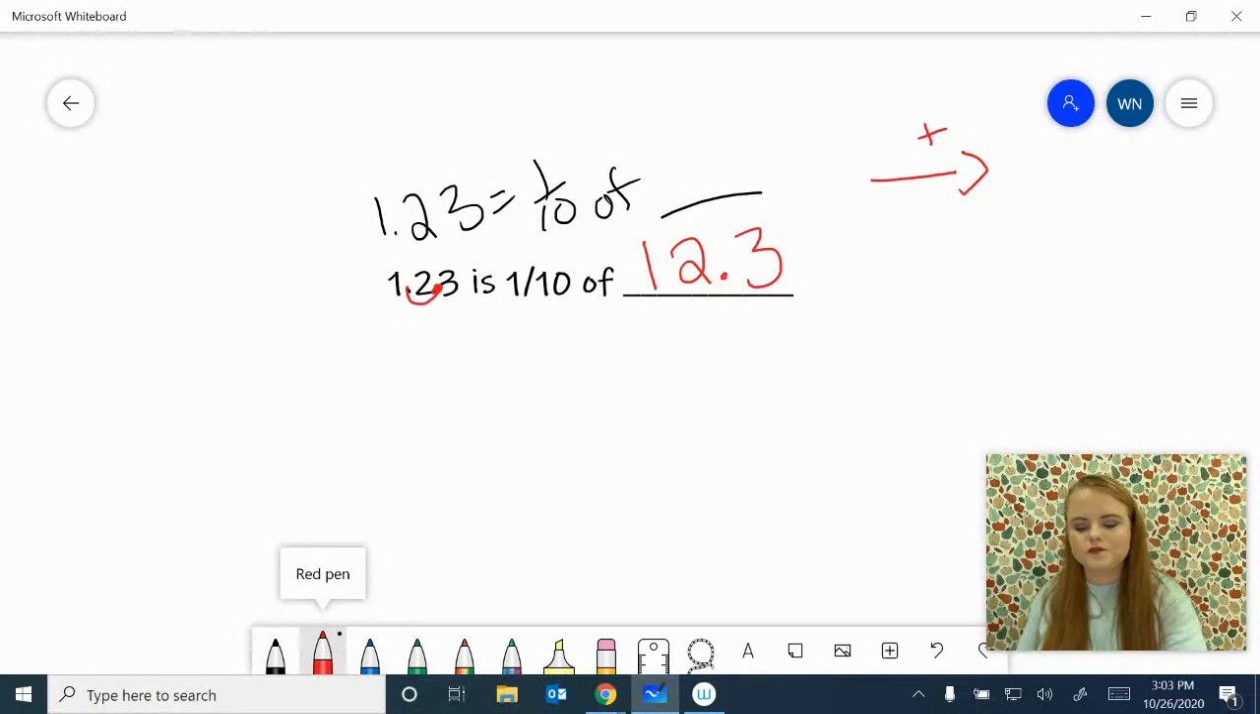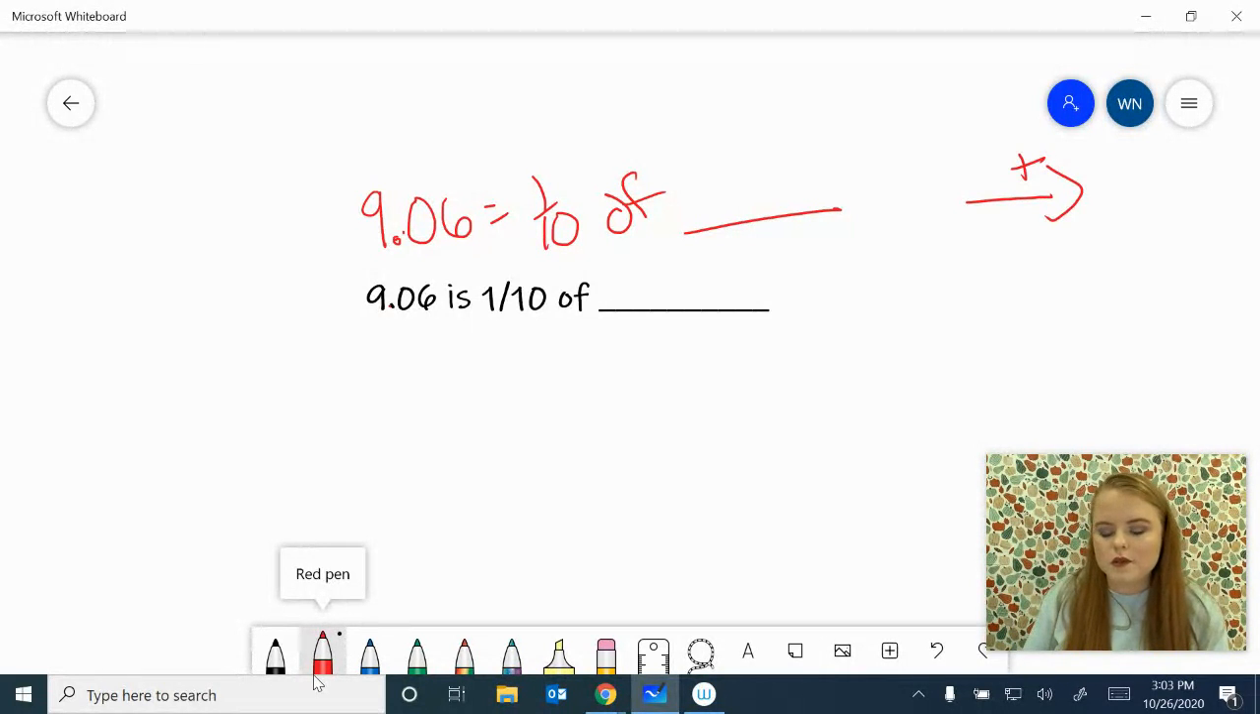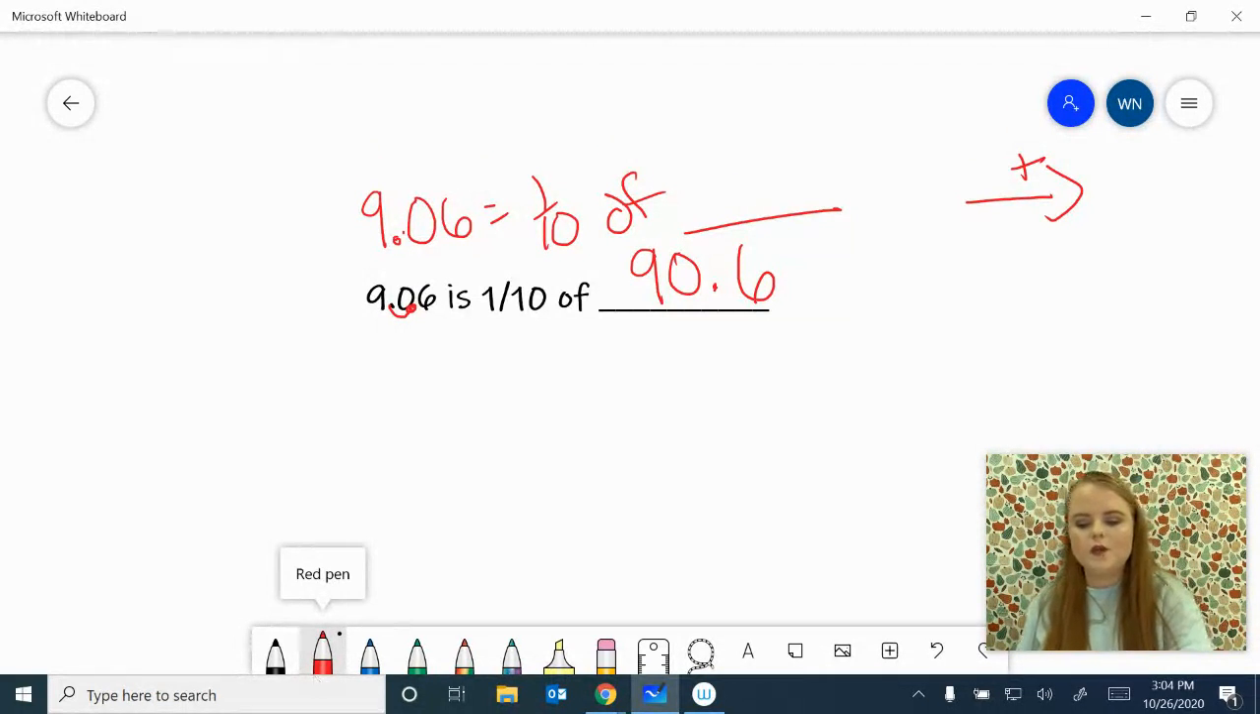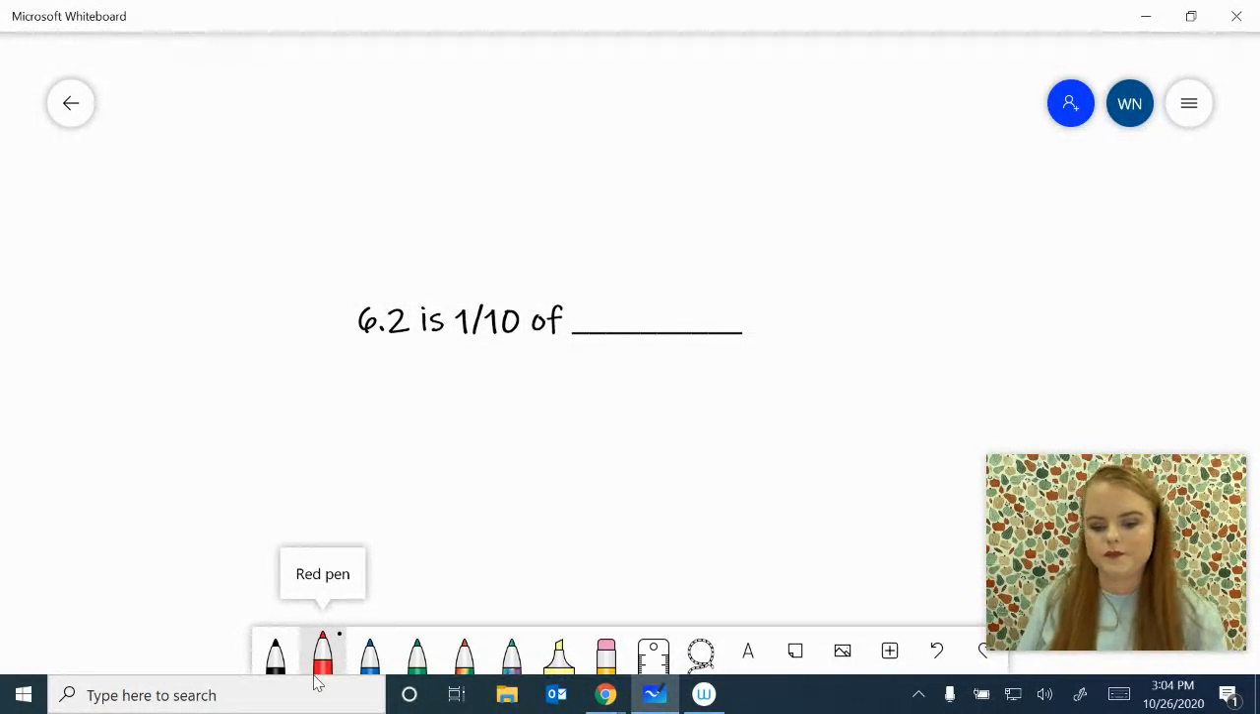Let's do a couple more. 9 6/100 is 1/10 of a bigger number. So if we're looking for a bigger number, we want to go to the right. So let's go ahead and move our decimal point over 1 to the right. That would get us 90 6/10. So 9 6/100 is one small piece of 90 6/10. I think we're doing one more. Yep, this will be our last one before we move on to some problems.